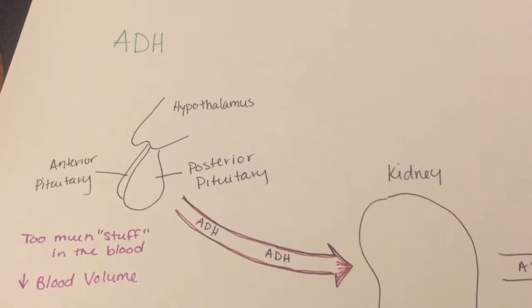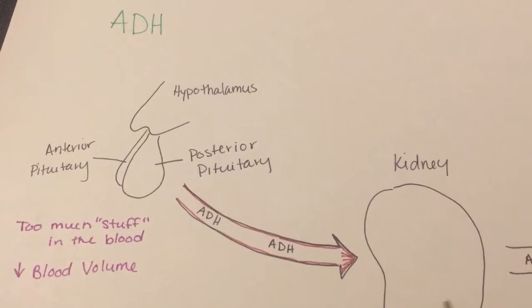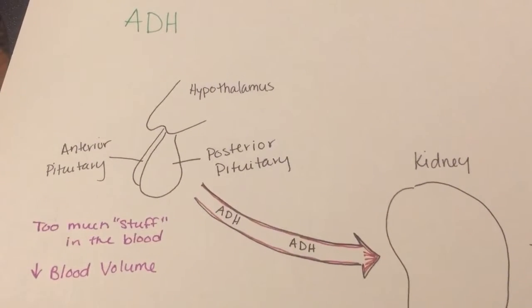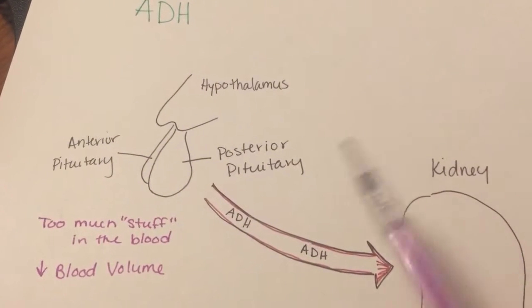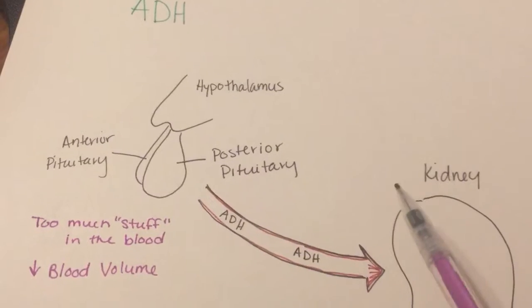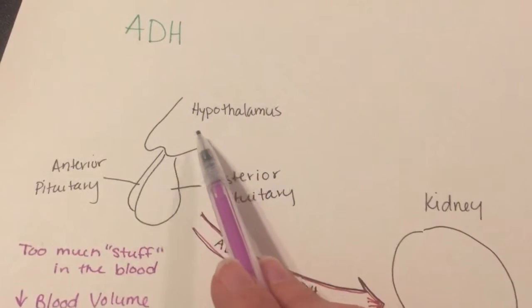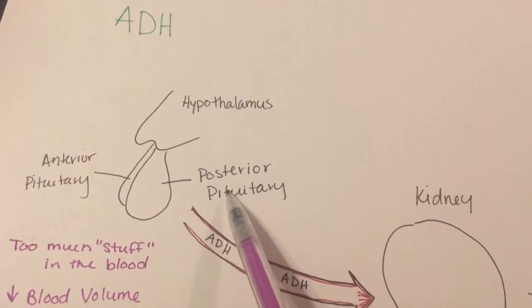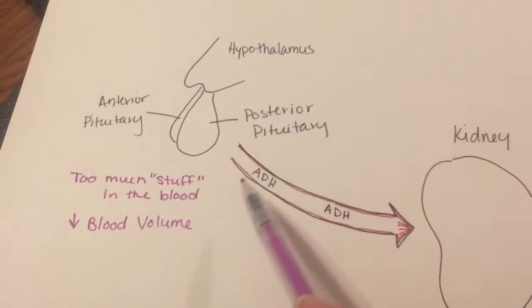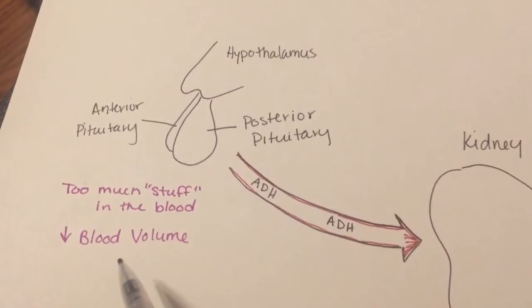Aldosterone has a lot in common with something called ADH, or antidiuretic hormone, but it also does some different things. They both keep water in the body, but in different ways. ADH is created in the hypothalamus, and then stored and secreted from the posterior pituitary. It's secreted when the blood is too concentrated or the blood volume is low.